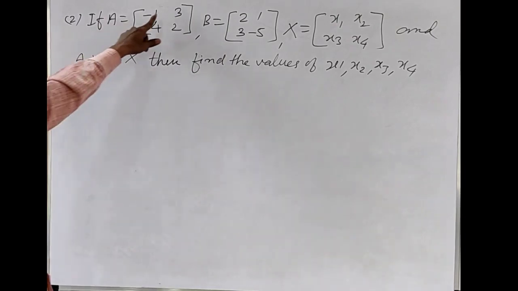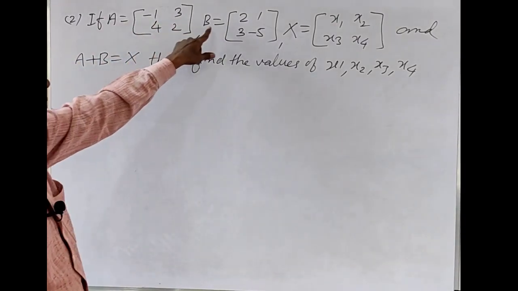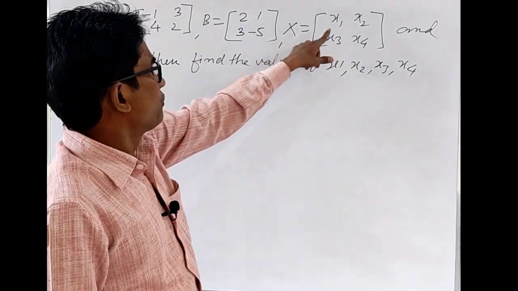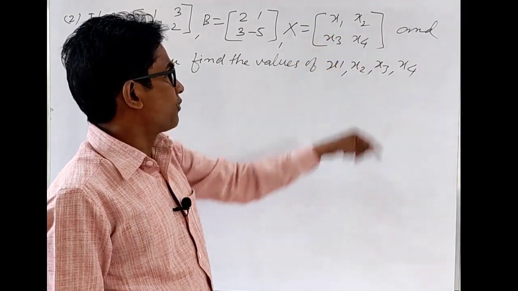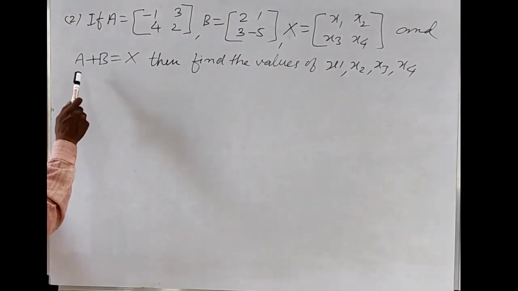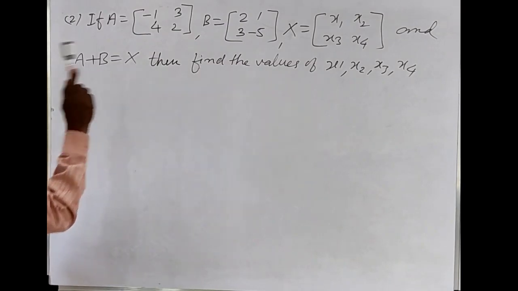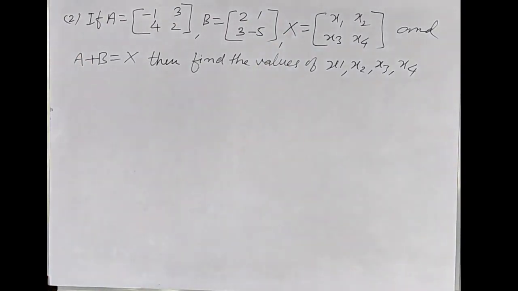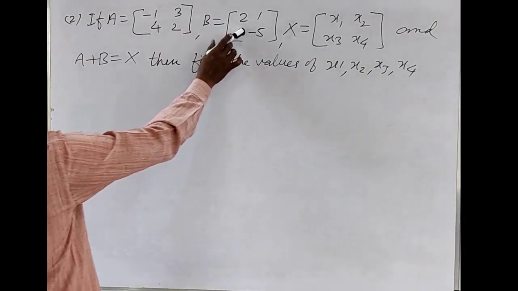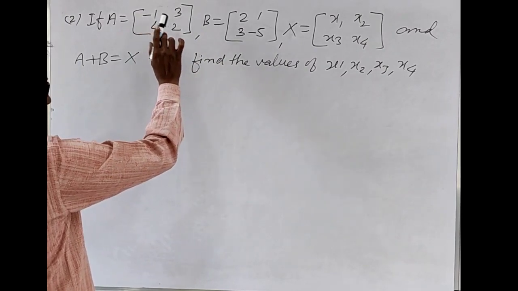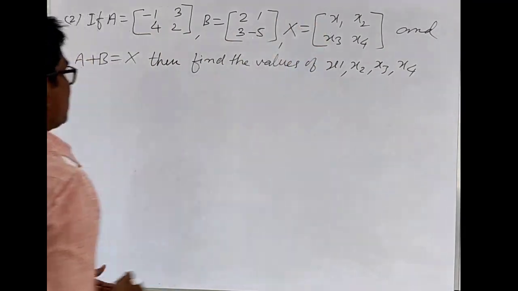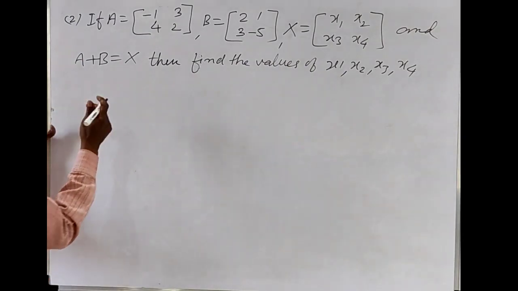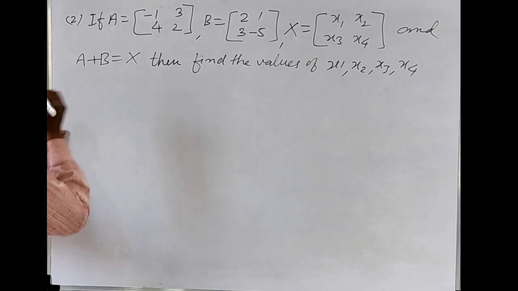If A is equal to -1, 3, 4, 2, B is equal to 2, 1, 3, -5 and X is equal to x1, x2, x3, x4 and one condition is given. What is that condition? A plus B is equal to X, meaning addition of these two matrices is nothing but the third matrix X. So when we add these two matrices, the answer will be equal to this third matrix. Then find the values of x1, x2, x3, x4. Now let us see the condition.